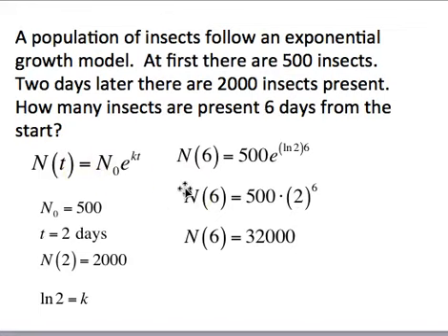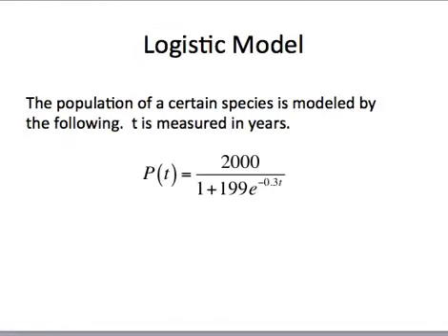But the problem with this population model is it grows forever. And eventually you're going to get to a point where you can have no more insects. And that's when the logistic model comes into play. So here's how this works. A certain species is measured by this population, which is a little more realistic for environments that are constrained. So some number on the top, 1 plus some number e to something t. That is in essence how our logistic model is going to work.